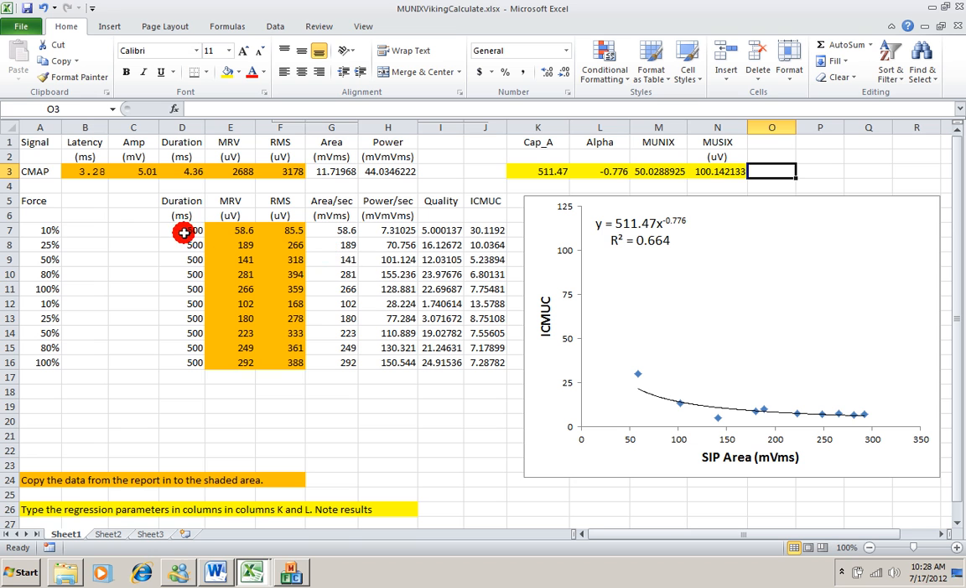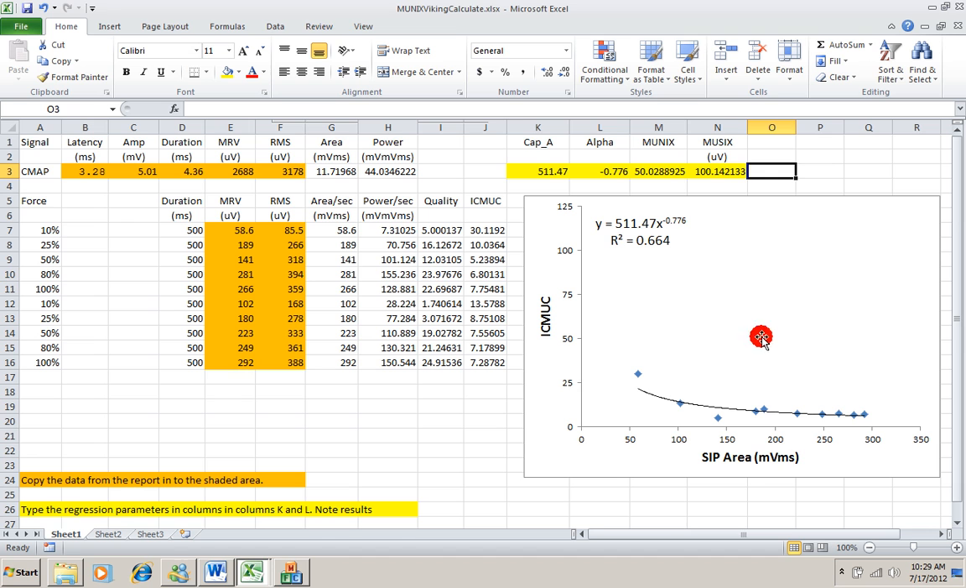We are going to analyze a 500 millisecond epoch, and you will have 5 epochs ranging from slight effort to maximum. Push the next exam button and repeat the surface EMG interference pattern recording. Then go to the report and manually transfer the values of the CMAP and also the measurements of the surface EMG interference pattern into this calculator.